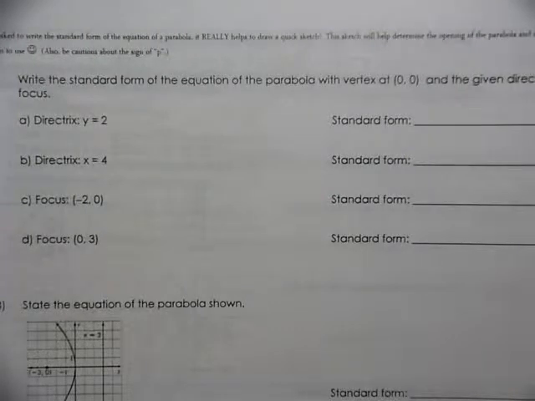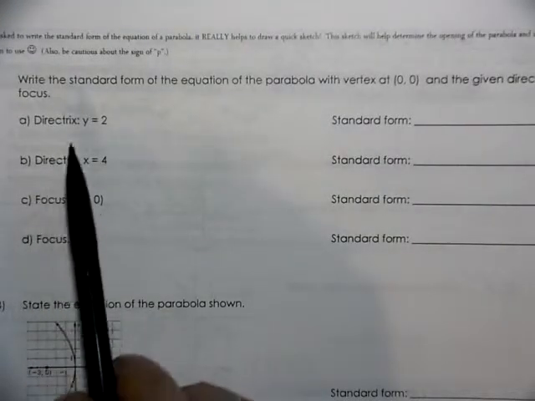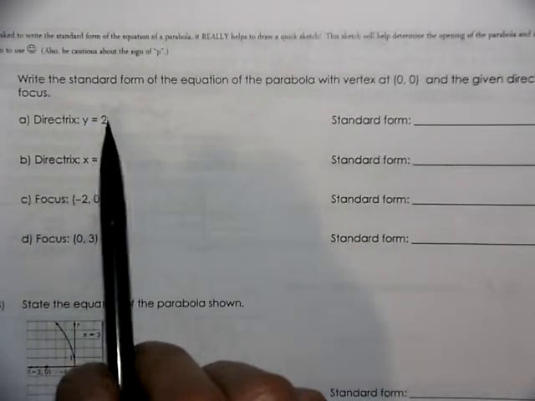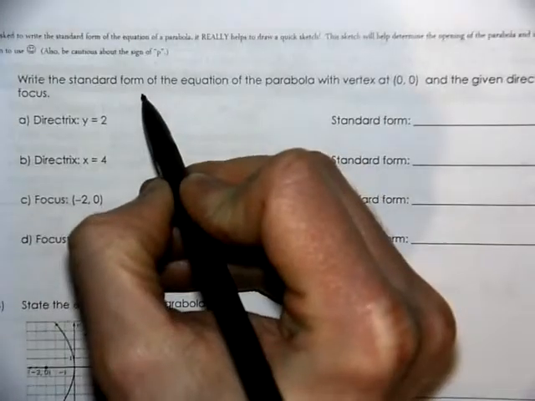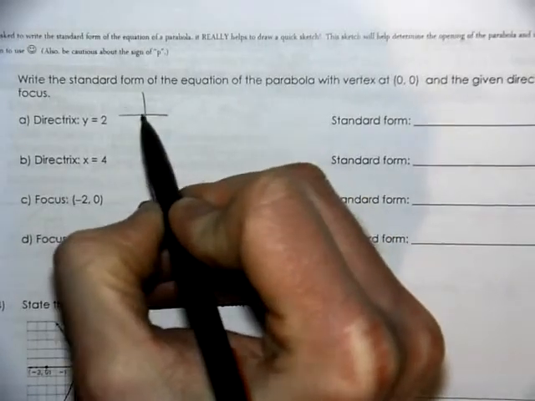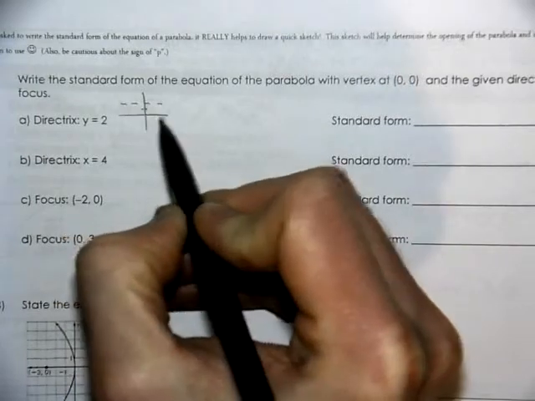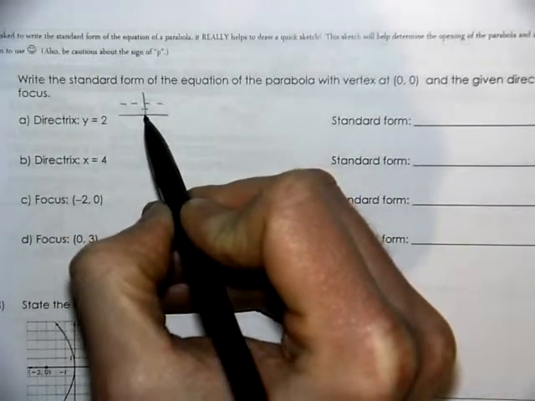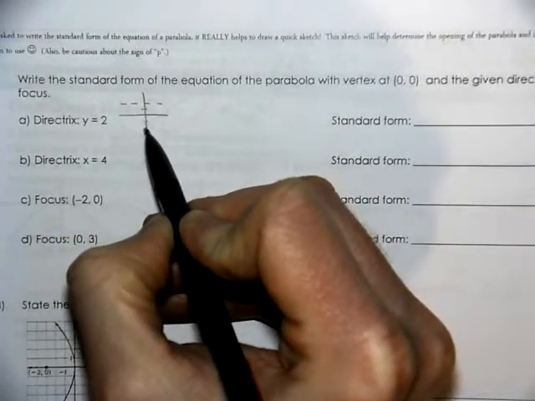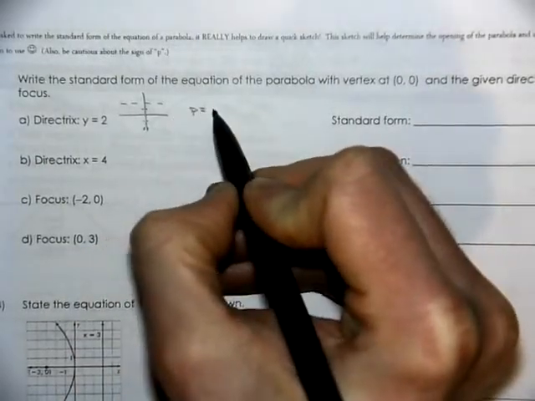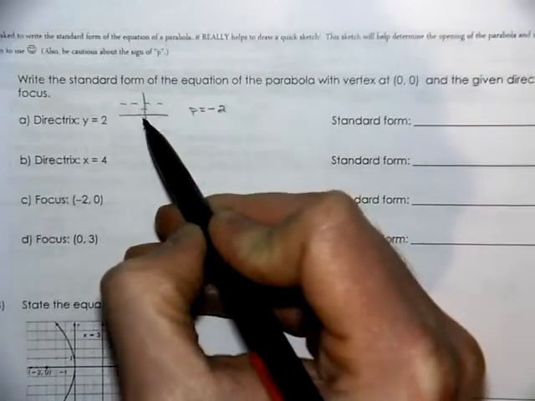This is the second page for 9.2. We're going to write equations when we're given part of our parabola. We know that the directrix is y equals 2. So if we make a sketch and y equals 2 is our directrix, then we know that our focus point is down 2. So we know that our p value is going to be -2.